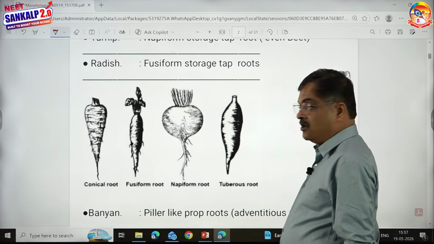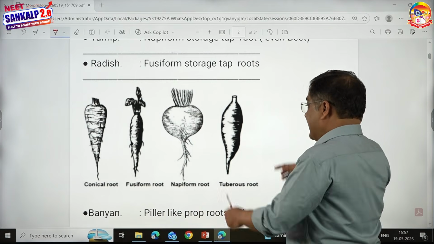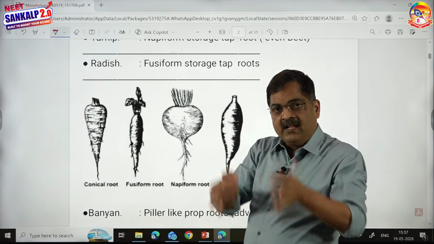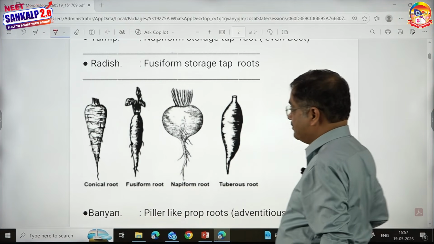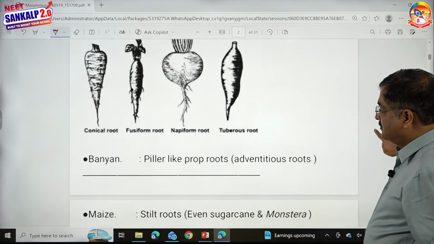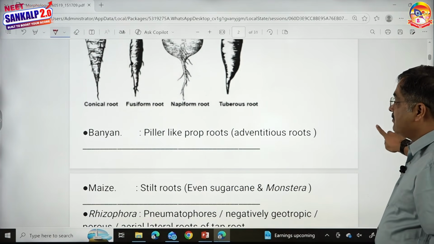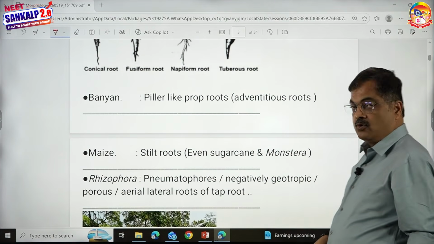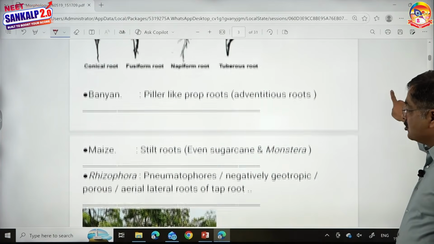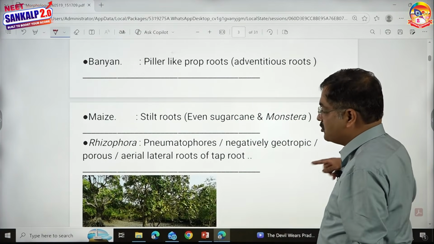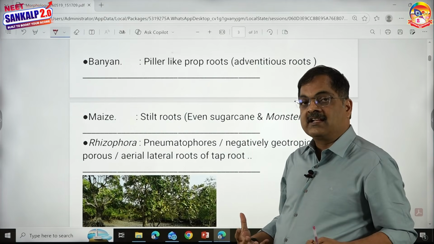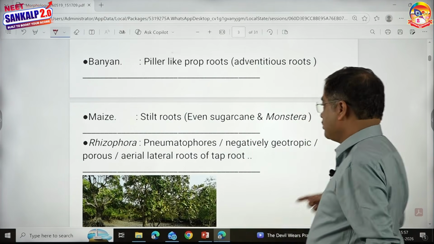Radish, fusiform. You know what is fusiform? It is broader in the middle, narrow at the tip and base. These are the points which you have to remember. Then we already talked about banyan, pillar-like prop roots. This is the mechanical root. Maize, stilt roots. What is the meaning of stilt roots? They arise from basal nodes. They also help in mechanical support. They give mechanical support to the plant.